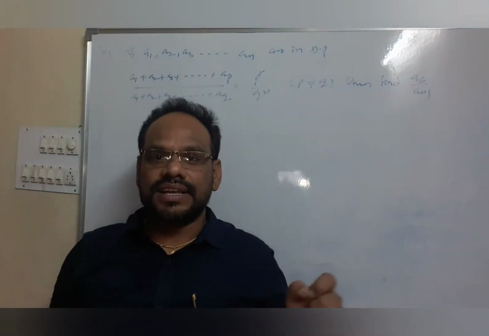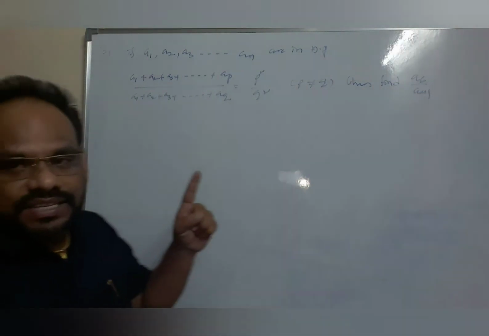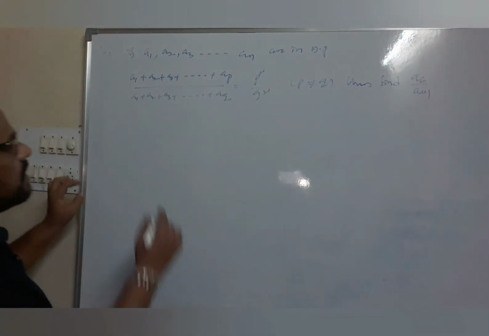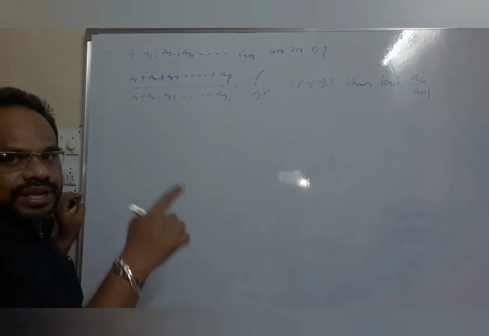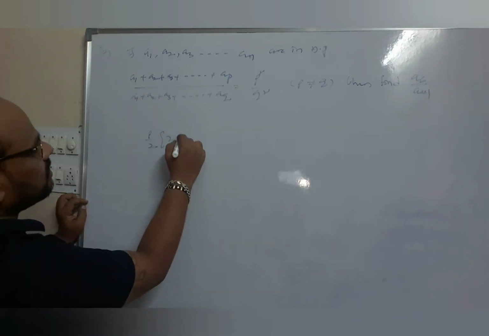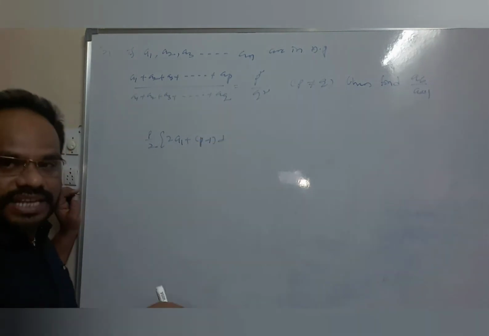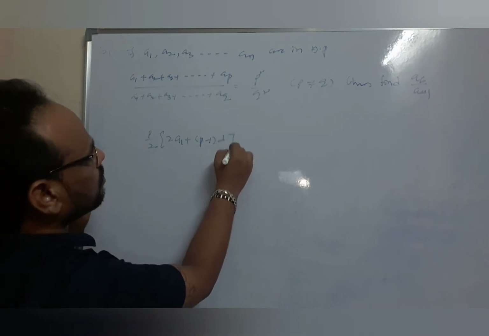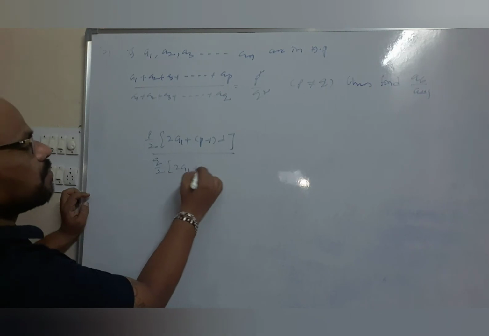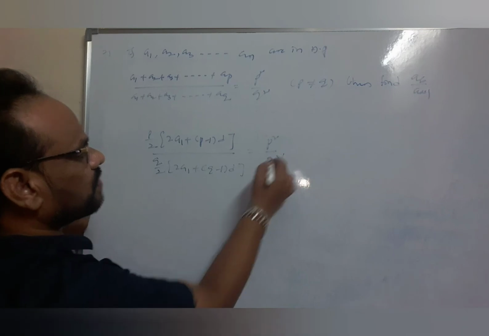We have the formula Sn is equal to n by 2 into (2a plus (n minus 1) into d). Here we want Sp. Sp means p by 2 into (2a1 plus (p minus 1) into d), divided by Sq, which is q by 2 into (2a1 plus (q minus 1) into d), is equal to p square by q square.